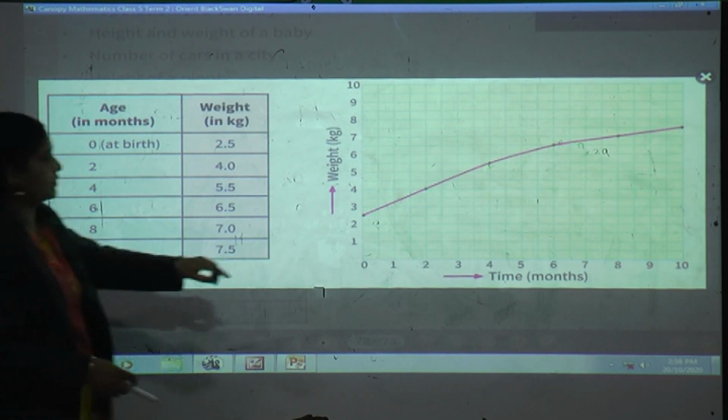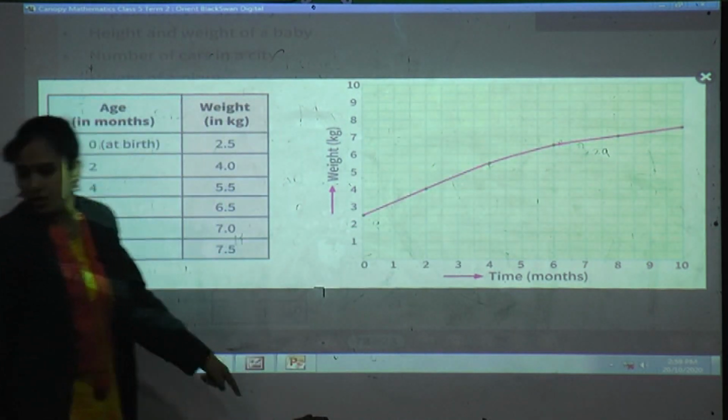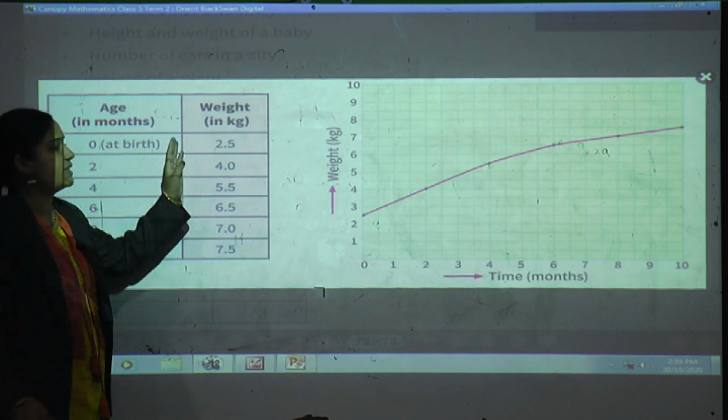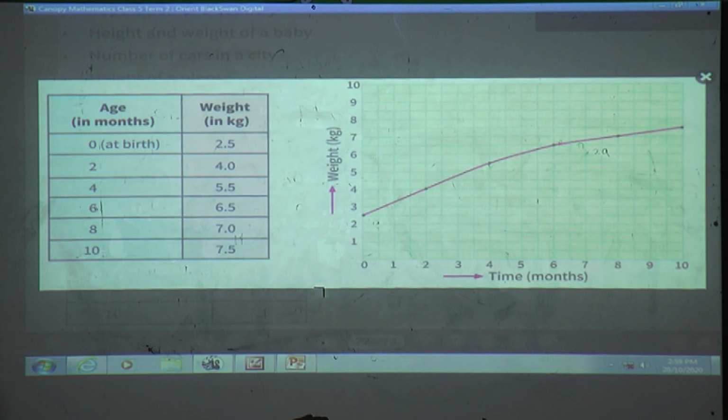Yes, here. Okay, and the weight is 5.5 kg. So just subtract 5.5 and 2.5. That means if you subtract 2.5 from 5.5, you will get 3.0 kg. Okay. Now what was the increase in weight between the 4th and 10th month?